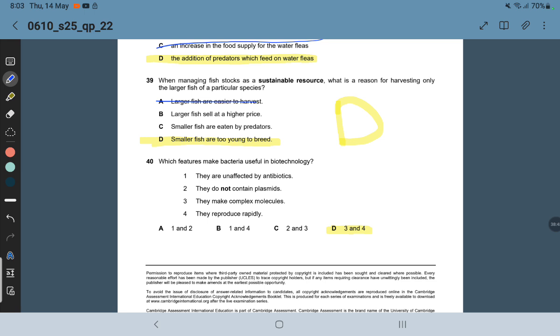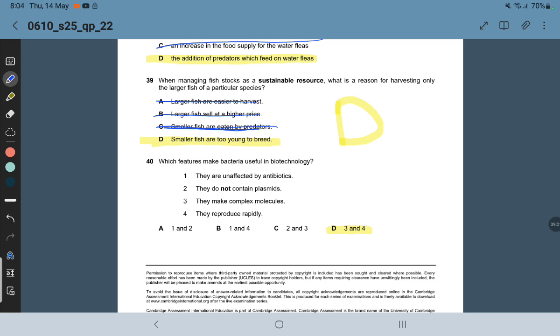Of course no. Larger fish need more space, need more nutrients. Larger fish are sold at a higher price. It is not the main cause of that question. It's not even related to the question, so you're going to discard it immediately. Okay. And letter C, smaller fish are eaten by predators. Also, this is not a sustainable resource answer, so of course you're going to discard letter C immediately. So you're only left with letter D.